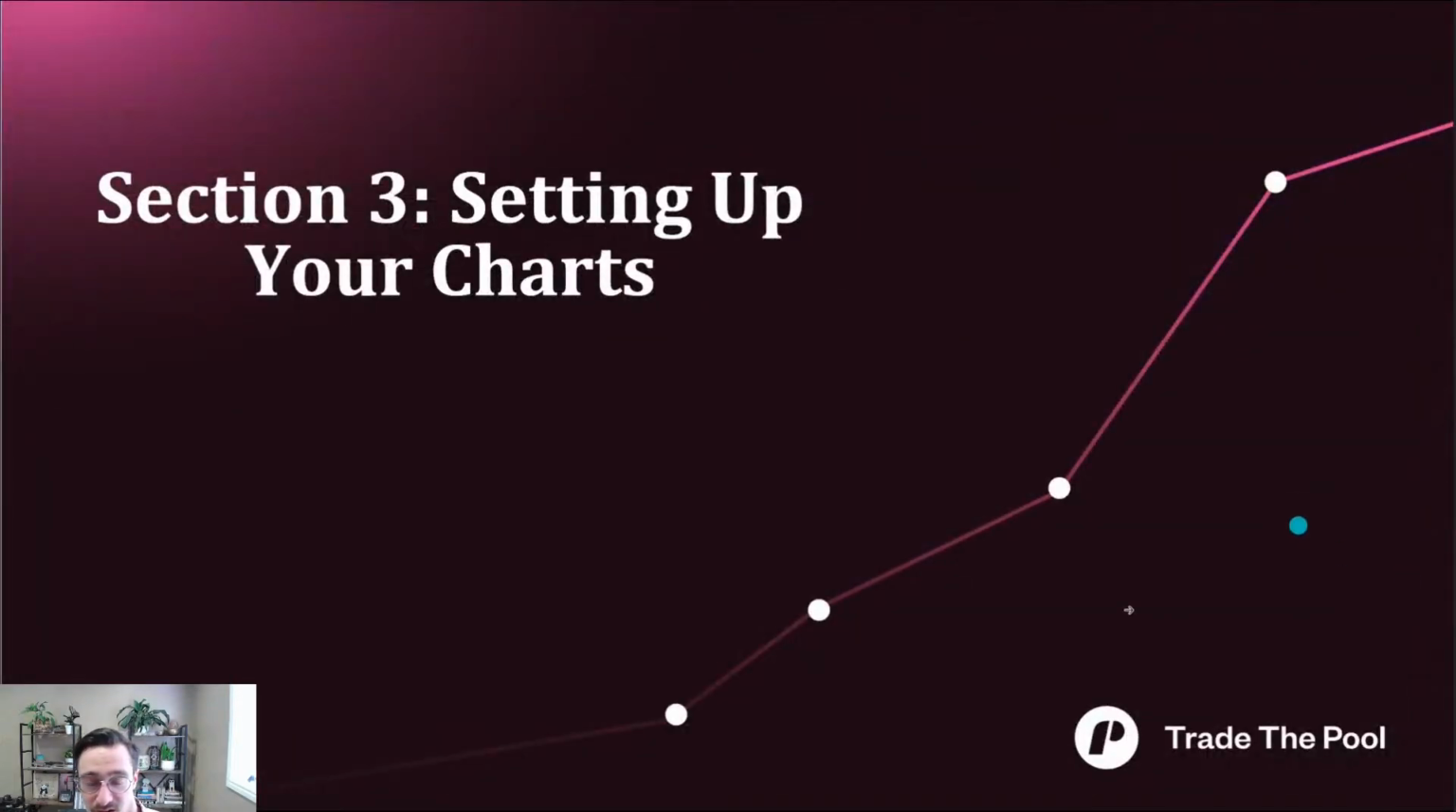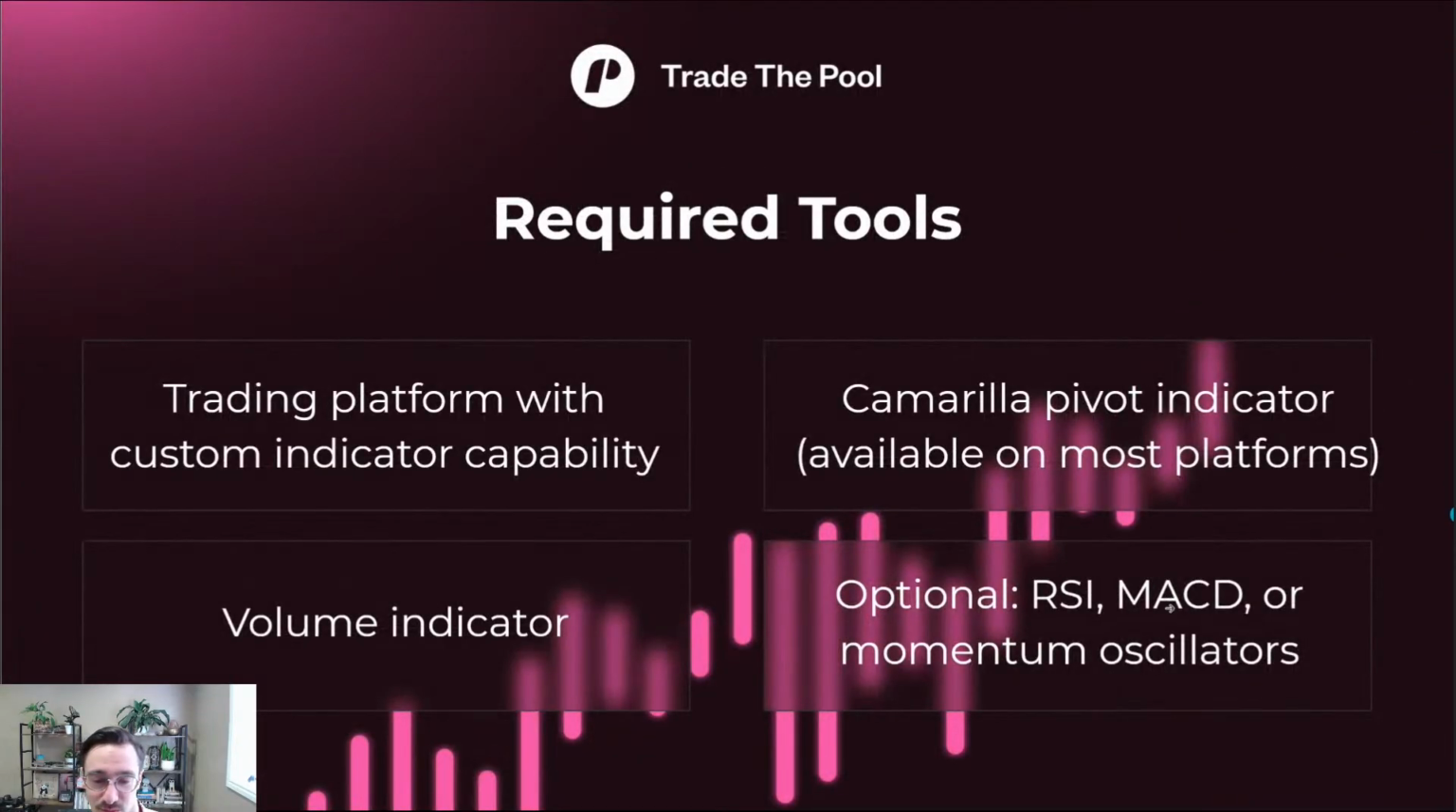But let's talk about setting up our charts here too, because I think this is pretty important. The first stuff is pretty basic. You need a trading platform with custom indicator capability. I use TradingView. You'll find this on Thinkorswim, Sierra Charts, just about anything you would use. This is a very standard one. If you don't have it, but you have access to coding your own on your platform, you have the parameters there from earlier too, so you could whip it up yourself.